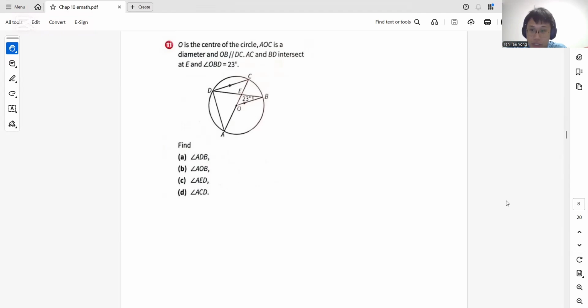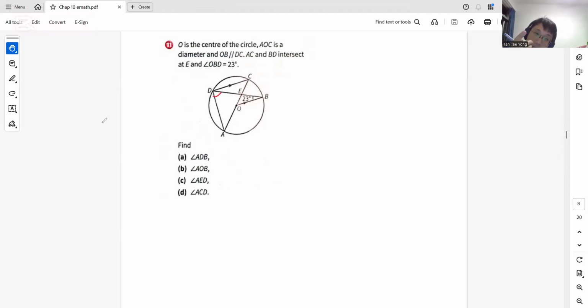Let's take a look at the last question, question 11, that I'm going through for exercise 10.2. So O is the center of the circle. AOC is the diameter, and OB is parallel to DC. AC and BD intersect at E, and angle OBD is 23 degrees. So part A, find angle ADB. So where's ADB? ADB is over here. Okay, so let's label. So this is the angle that we want to find.